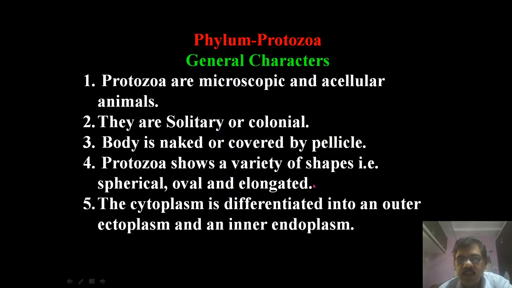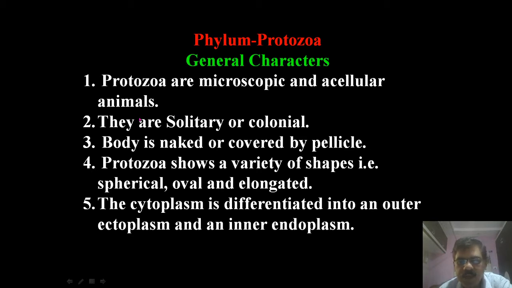Now we'll start with the first phylum, that is Protozoa. As earlier discussed, these are the general characteristics of the phylum Protozoa, and you have to write them down on the writing page. The protozoa are microscopic and acellular organisms or animals. Microscopic means they are very small. Acellular means there are no different types of cells; the single cell performs all the functions.